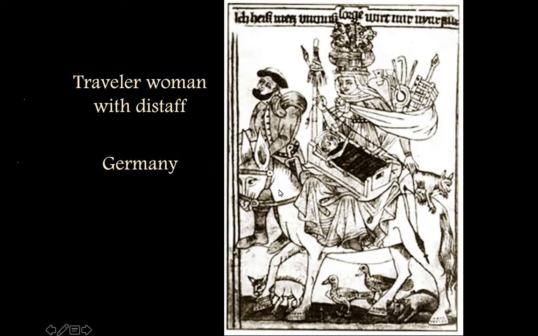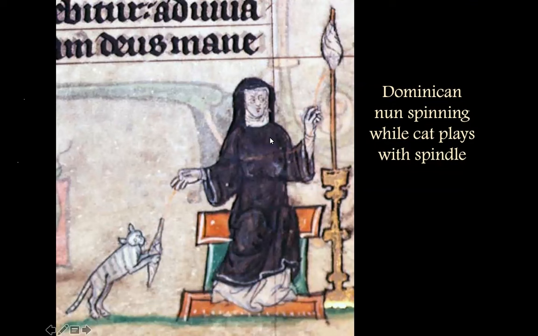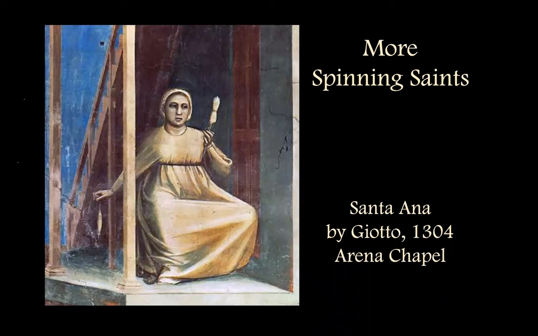But then we've got more of the humorous story. So the nun here is spinning. There's a big distaff, stationary one. And then the cat playing with the twirling spindle, which is a real thing. They like anything that moves like that. And there's a whole group of spinning saints that show up in folklore.